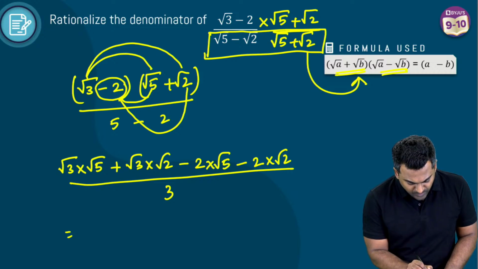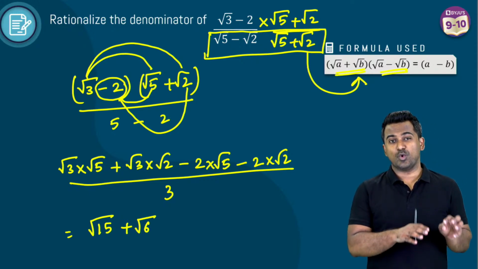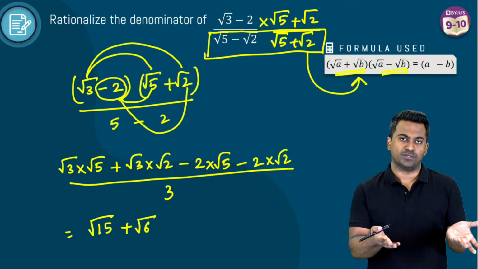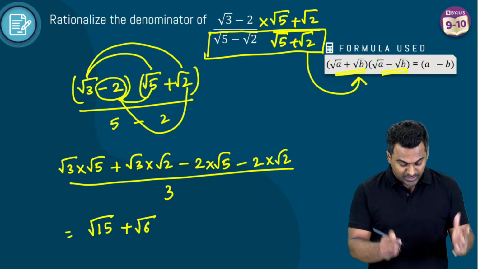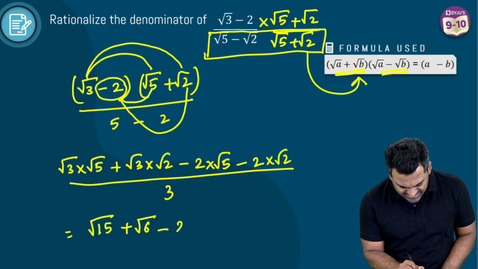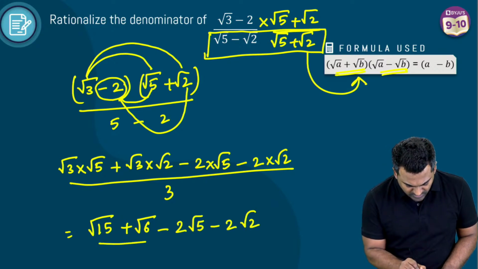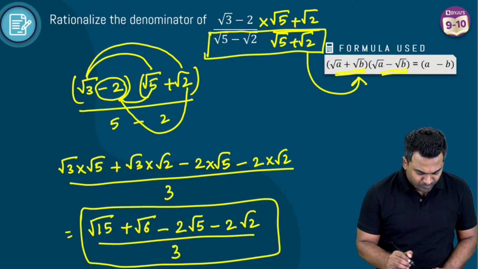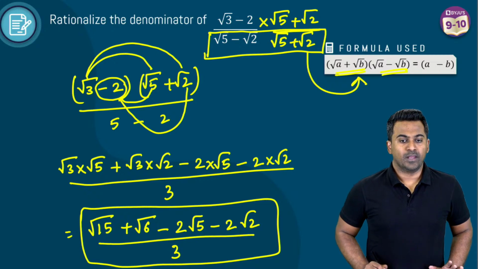So root 3 multiplied with root 5 is what? Root 15 plus root 3 multiplied with root 2 is root 6, because if you remember, you can multiply and divide unlike terms as well, but like terms you add and subtract only. So now this is going to stay as it is. This will be minus 2 root 5. This will be minus 2 root 2, divided by 3. That's it. There's no need to simplify this any further. We can keep it as it is.